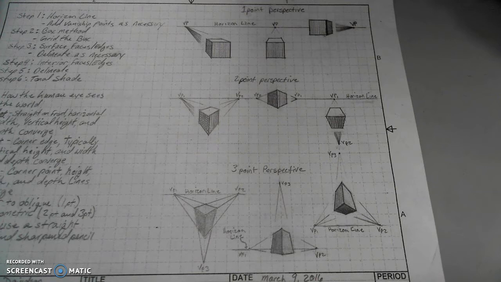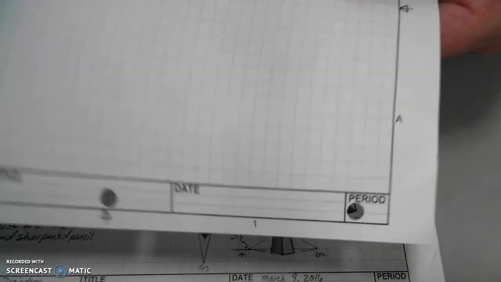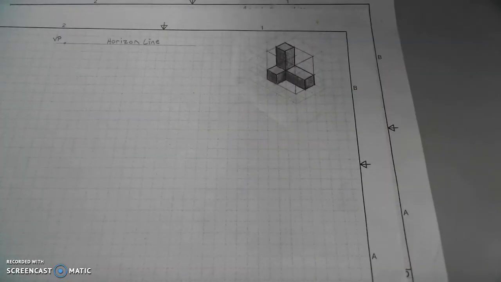Next video, I'm going to show you how to draw an object that's a little more familiar, something more like a puzzle cube part. This one, in fact. And I'll draw it as a 1-point perspective and then a 2-point.